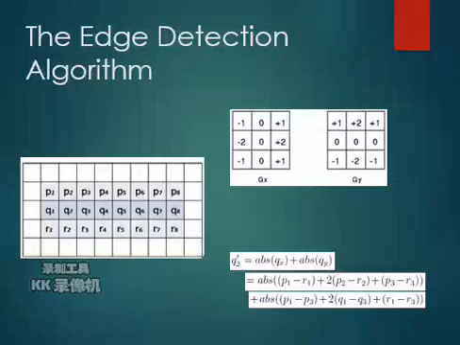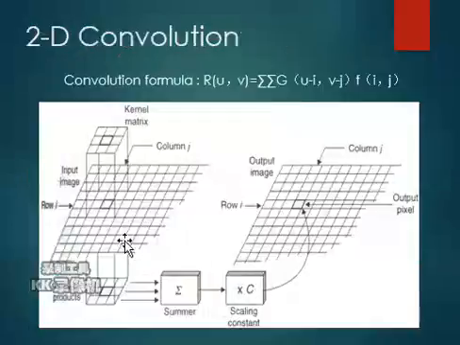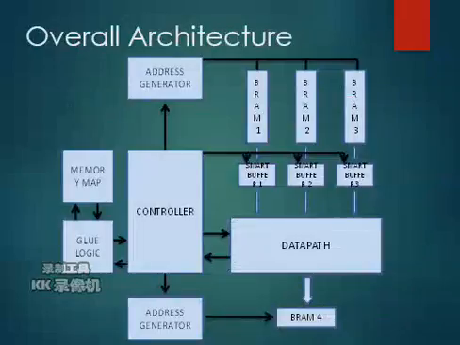And this is the specific edge detection algorithm we're implementing in this project. This is a mask, like I said before, and this is the original picture, and this is the formula we use. And this is the convolution formula. After introducing the algorithm, we can head to the design and implementation.